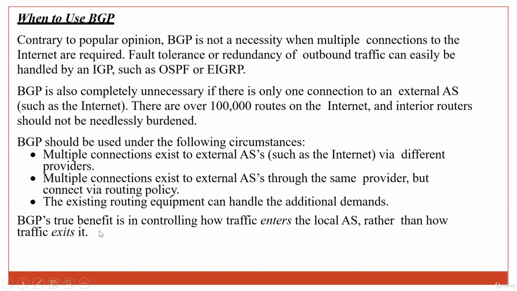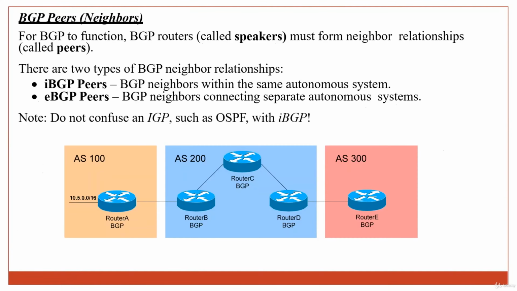Okay. Now, one very important point here is that BGP's true benefit is controlling how traffic enters the local AS, local autonomous system, rather than how traffic exits from it. So the true benefit is how you are controlling the traffic when it is coming to you, when it is coming to the local AS.